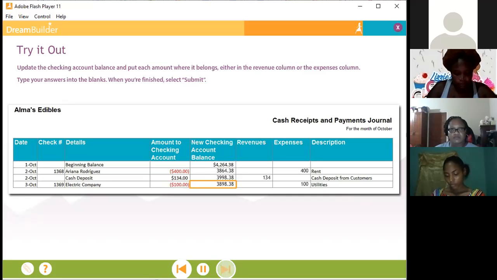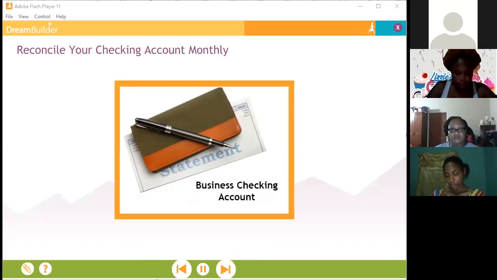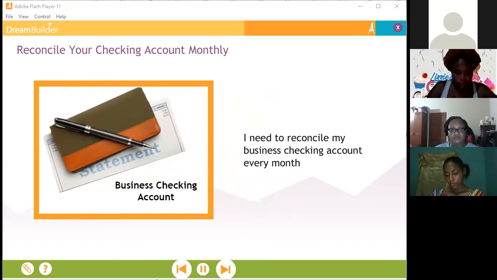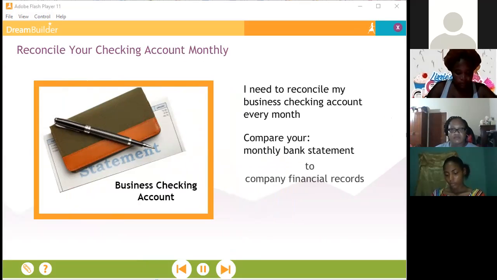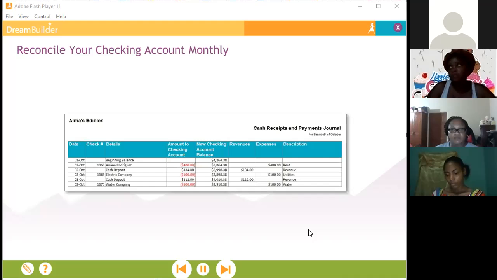Okay, let's move on. Your business should have its own checking account. This allows you to separate your business deposits and payments from your personal finances. My accountant also told me to reconcile my business checking account every month. Reconciling is when you compare your monthly bank statement to your company financial records. I was very worried about doing this because, like I already told you, I'm not a math person. However, my cash receipts and payments journal makes it easy to reconcile my checking account.